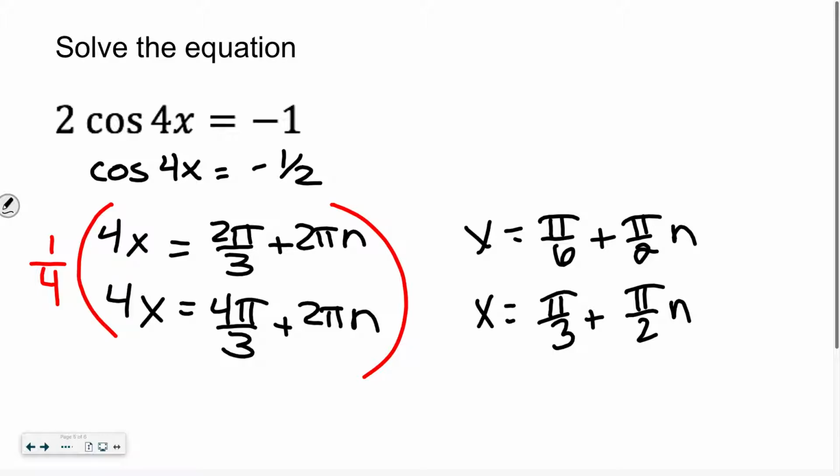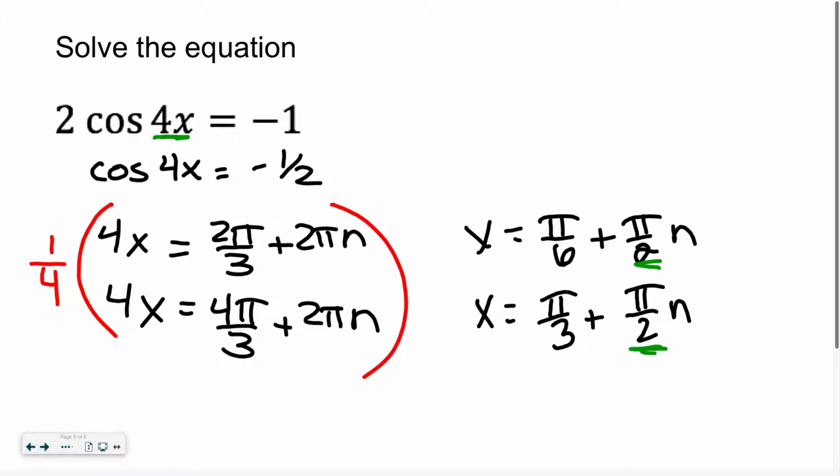So if you're looking at our cosine of 4x, our b is 4, this doesn't actually have a period of 2 pi. It has a period of 2 pi over 4, which is pi halves. So notice in the answer, I shouldn't be adding 2 pi for those. I should be adding pi halves, because that's the period of cosine of 4x. But I don't really do it as 2 pi over b up here. I just multiply my whole solution by 1/4, and it'll take care of it for me.